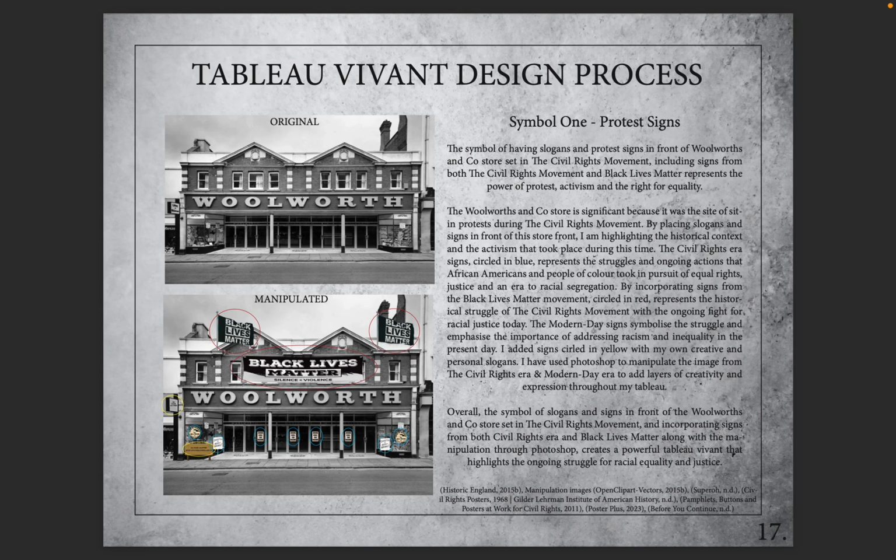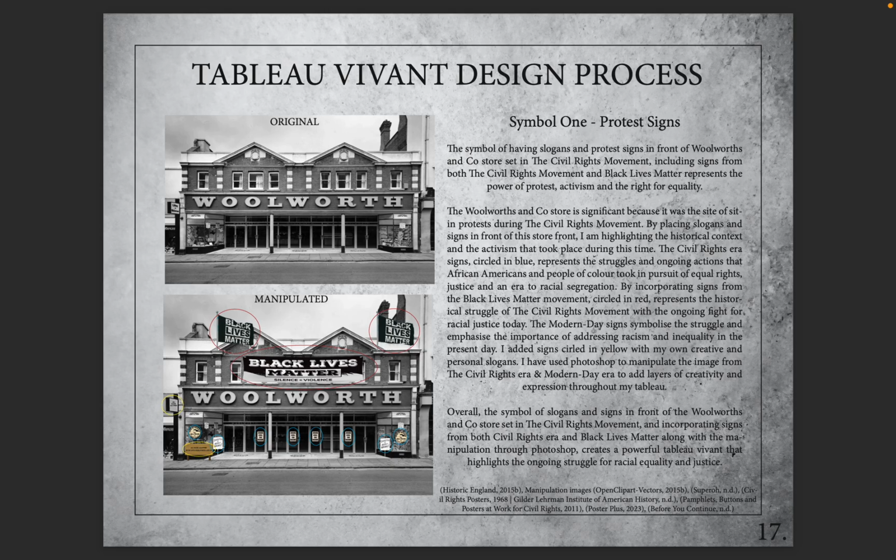The Woolworths & Co. storefront is significant because it was a site of the sit-in protests during the civil rights movement. By placing slogans and signs in front of the storefront, I am highlighting the historical context and activism that took place during this time. The civil rights era signs, circled in blue, represent the struggle and ongoing actions African Americans and people of color took in pursuit of equal rights and justice in an era of racial segregation.